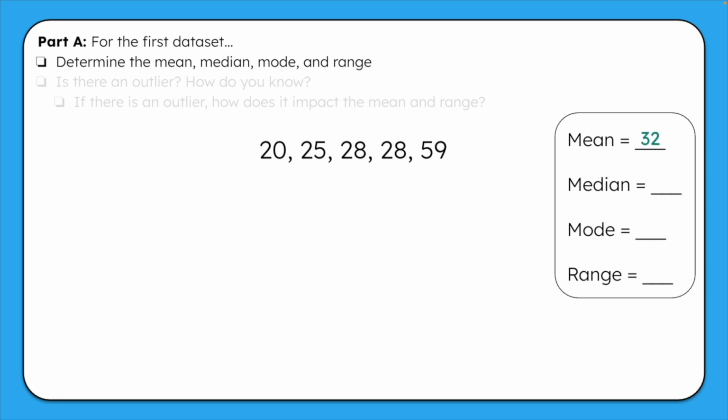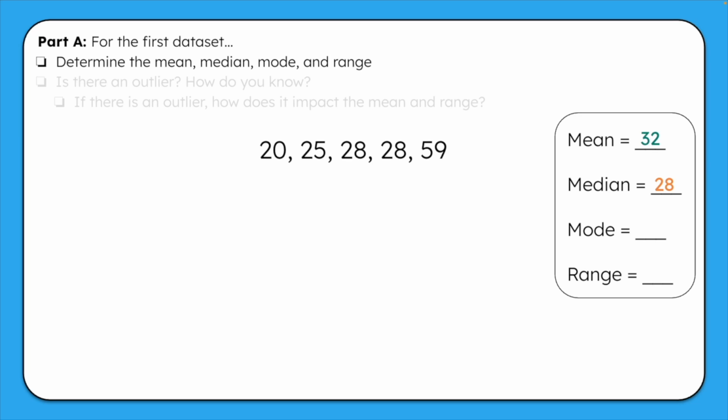The median is another way to measure the center of the data. We order the dataset. Luckily, this one is already in smallest to largest order. Then, cross off the values on each side of the center. 20 and 59, then 25 and 28. Leaves us with one number in the middle, 28, which is the median.